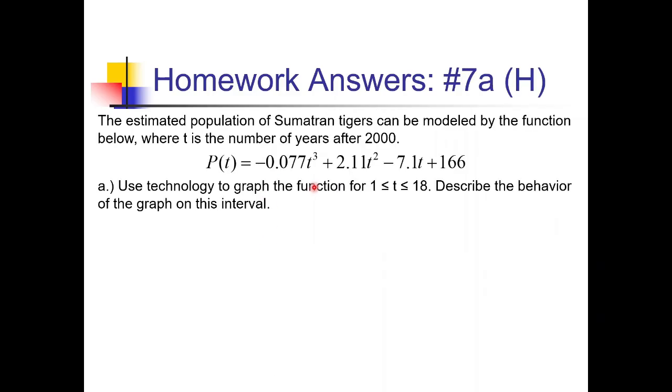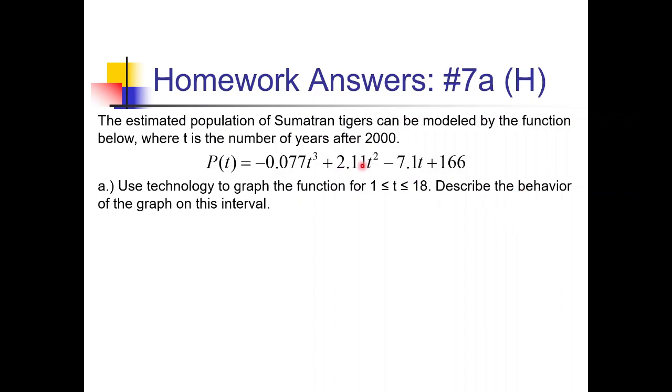For this problem, which has multiple parts, they're telling us that the estimated population of Sumatran tigers can be modeled by this P of t function, where the t is just the number of years after 2000. So they want us to use technology, aka Desmos, to graph this function from 1 to 18 on the t-axis, and then describe the behavior on the interval.